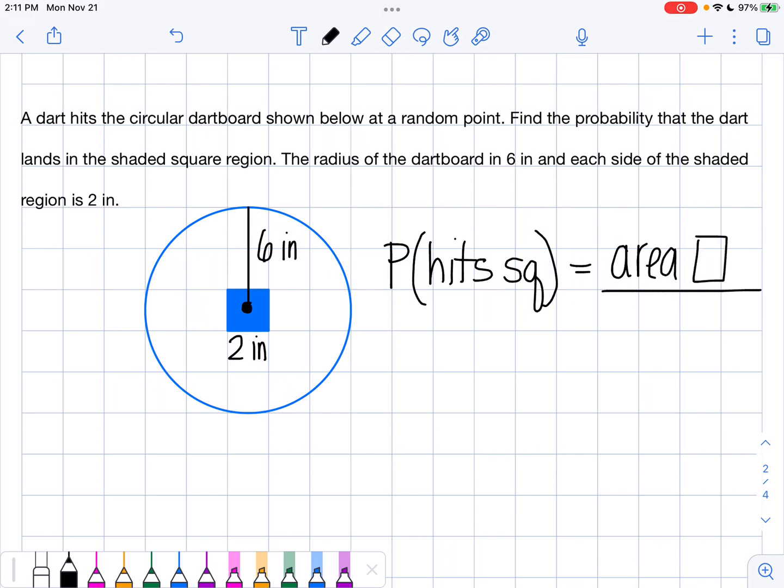But where could it hit? And imagine, and you have to remember and always pretend that you have excellent aim, that you're always going to aim and hit the board. Where could it possibly hit? It could hit anywhere in the circle, so I have to find the area of the circle.